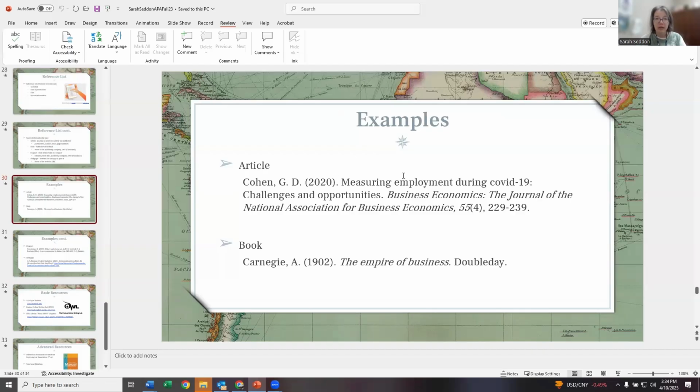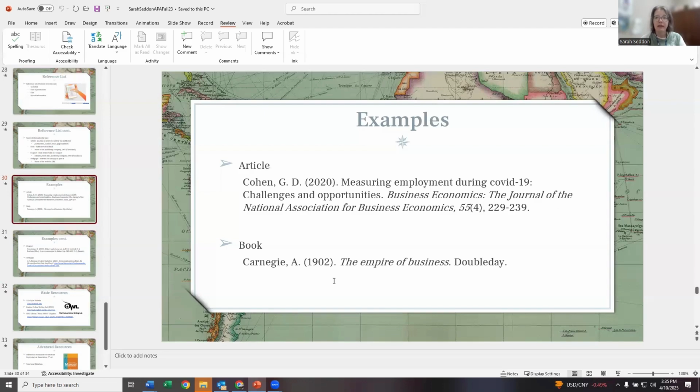After the title of the article, you have the title of the journal. This one is italicized, and all of the words that would typically be capitalized are capitalized. It is followed by the volume and issue number, and then the page numbers.